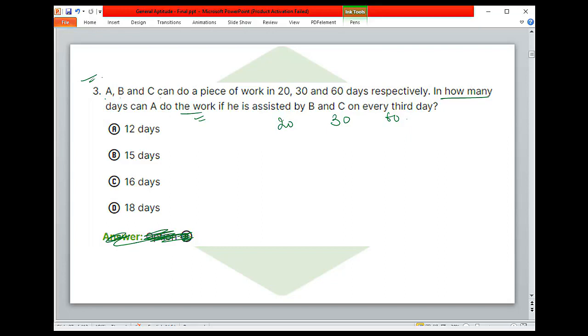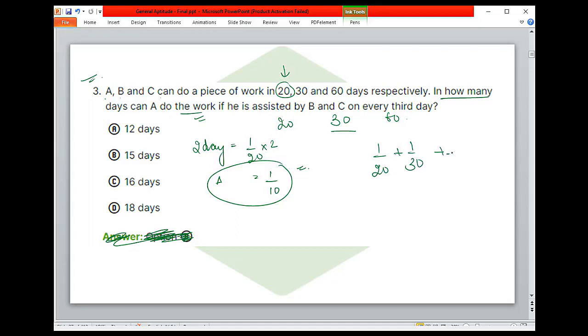So for the first day, A is doing 1 upon 20 work. So for 2 days' work of A, it would be 1 upon 20 into 2, which is equal to 1 upon 10. For A, 2 days' work is this much. If I need to find out how much work would be done on the third day, it would be 1 upon 20 plus 1 upon 30 plus 1 upon 60.